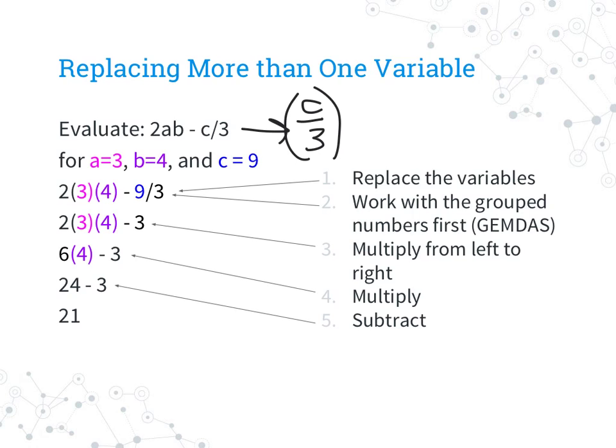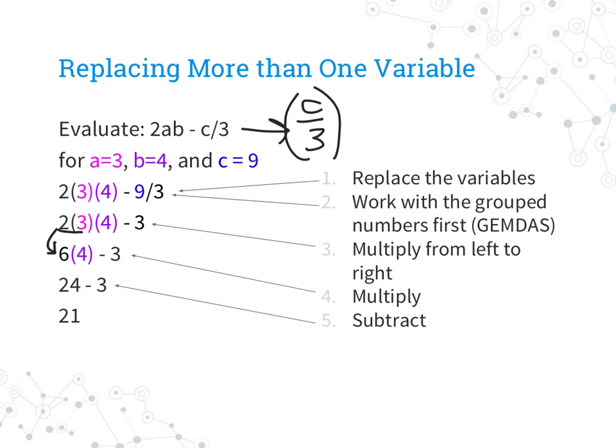These numbers, C over 3 or 9 over 3, are grouped. So we're going to work with them first. 9 over 3 simply turns into 3, right? 9 divided by 3 is 3. And now we multiply from left to right. So 2 times 3 gives us 6.